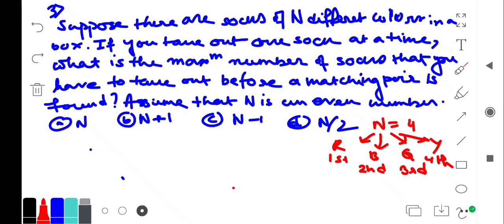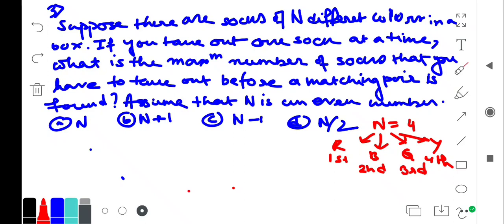So it is assumed that I buy in pairs, and the shopkeeper who sells also sells in pairs. So when we take red, then blue, then green, then yellow, the remaining socks are also red, blue, green and yellow, because the total number of socks is even. There are no odd socks. So everyone has pairs. Obviously the remaining ones will be either red, blue, green or yellow. So for 4 different colors we get a matching pair after 4 socks, right?